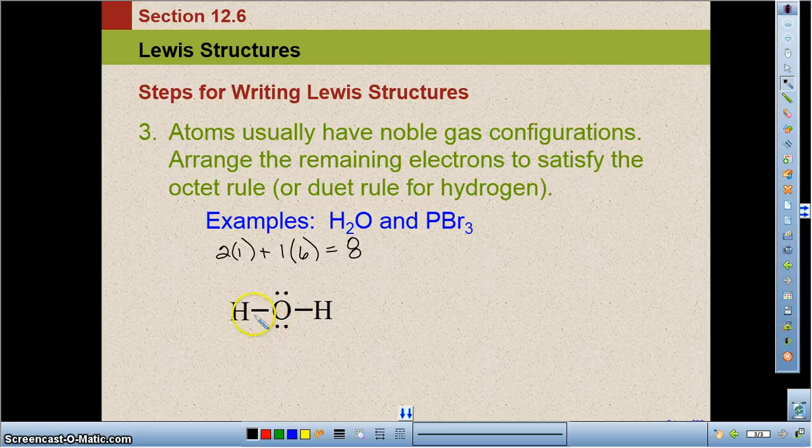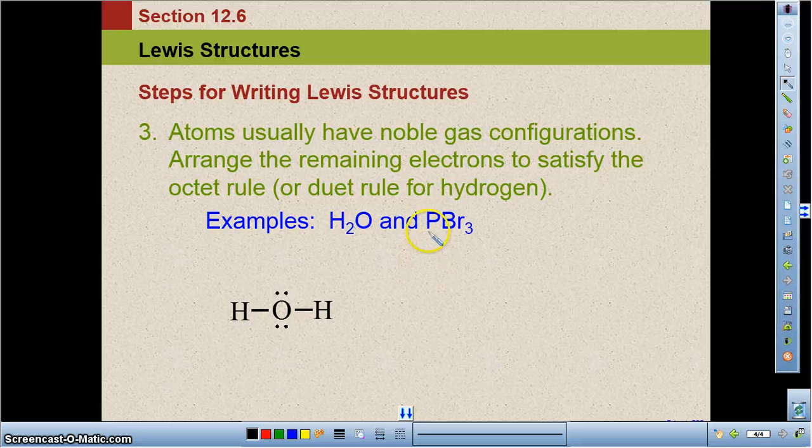We have 2. Remember that a bar represents 2, so 2, 4, 6, 8 are around oxygen. And we have a total of 8 electrons, which is what you have to end up with. Remember that hydrogen is not going to follow the octet rule, it's going to follow the duet rule. So there's 2 on this hydrogen and 2 on this hydrogen and 8 around the oxygen. So this is the Lewis dot structure because it meets the criteria of having the total number of valence electrons and the octet and the duet rule being satisfied.